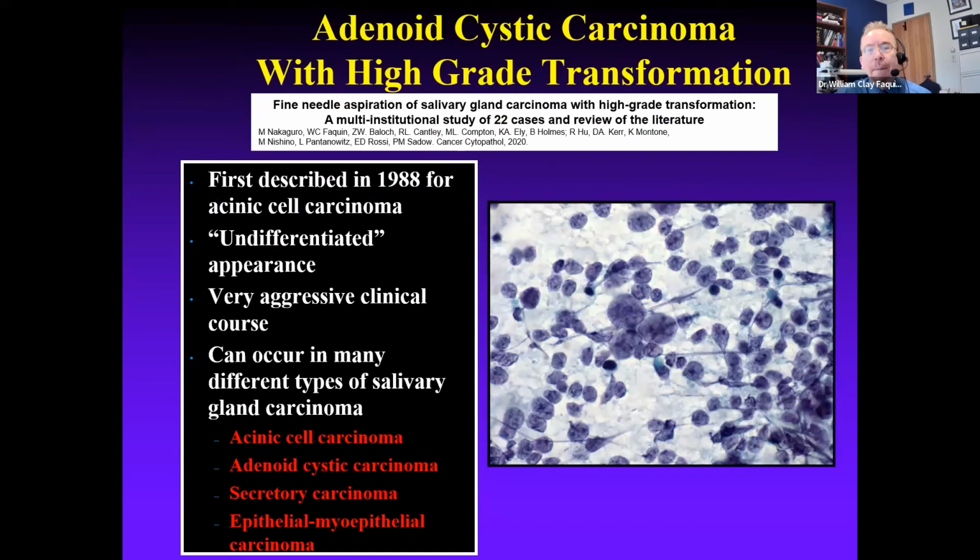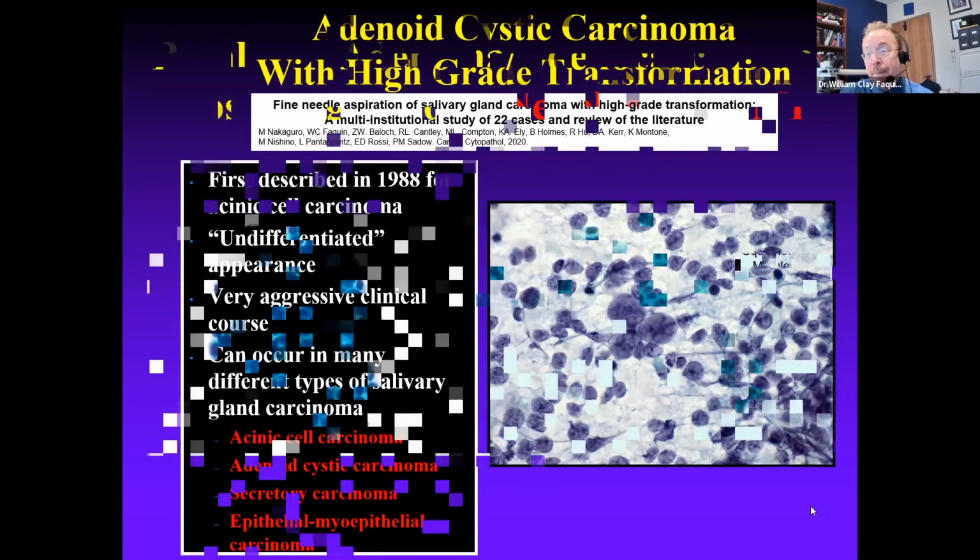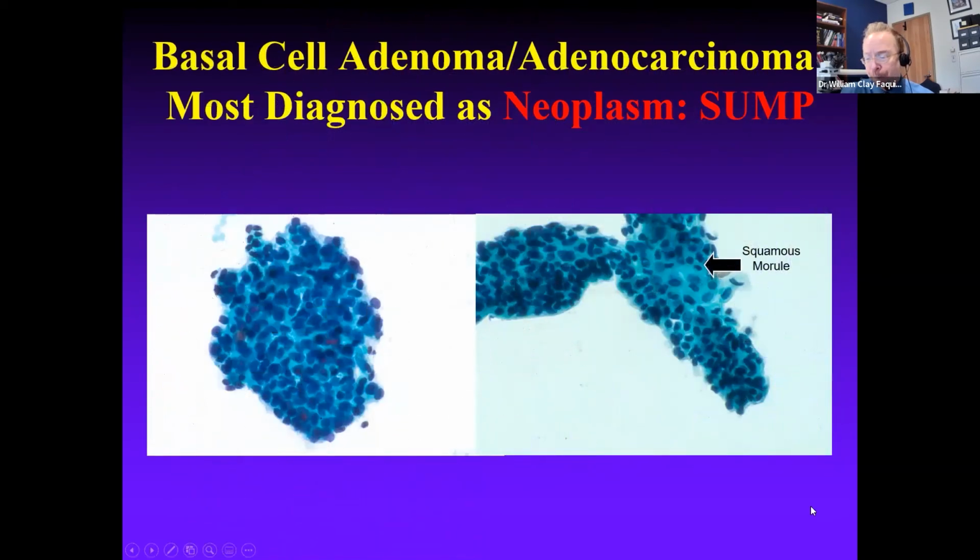Just very quickly, I'll mention that whenever you're doing a salivary gland FNA, if you get a really high grade, sort of undifferentiated looking tumor like this, consider that you might be dealing with high grade transformation of a better differentiated tumor. And that occurs especially in acinic cell and adenoid cystic carcinomas, but it can also be seen in secretory carcinomas and epithelial-myoepithelial carcinomas.